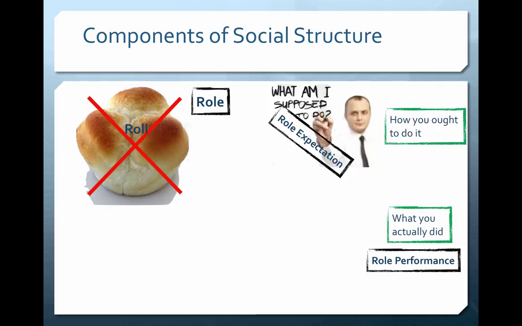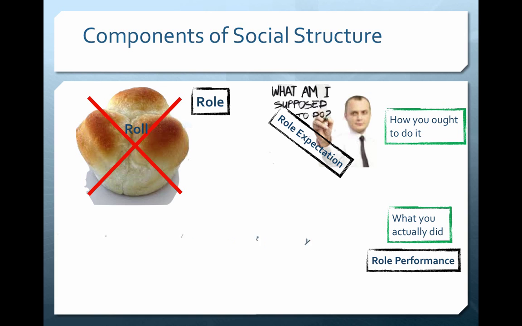Now, in a perfect world, everybody would meet role expectation. Do what you're supposed to do. But of course, we're all individuals, and some people will either outperform role expectation or underperform expectation. This overperformance or underperformance would be a part of role performance. So role expectation is the job description. Role performance is what you actually did.